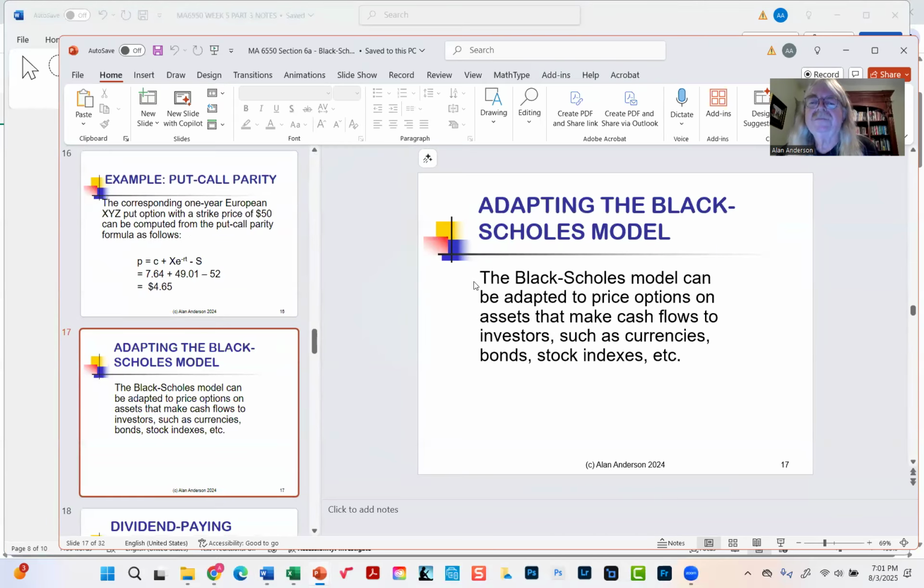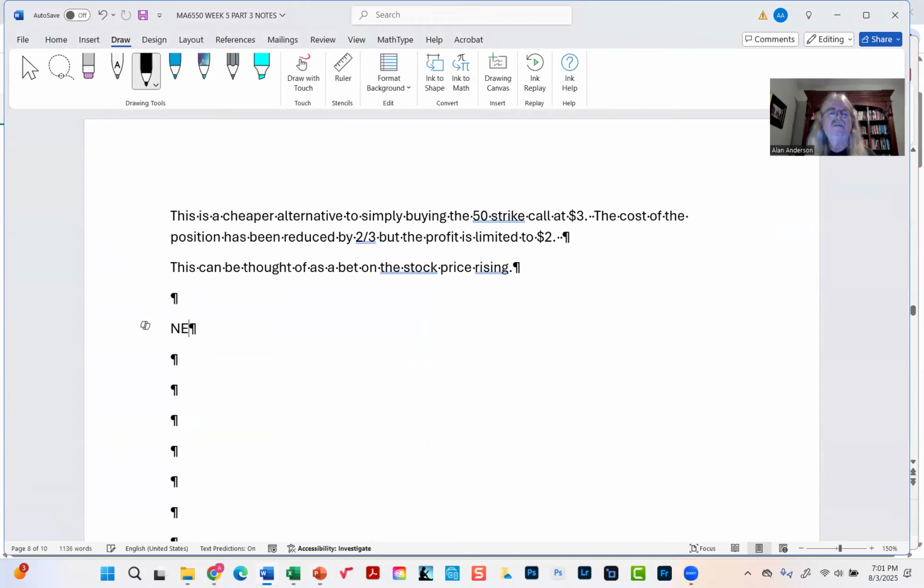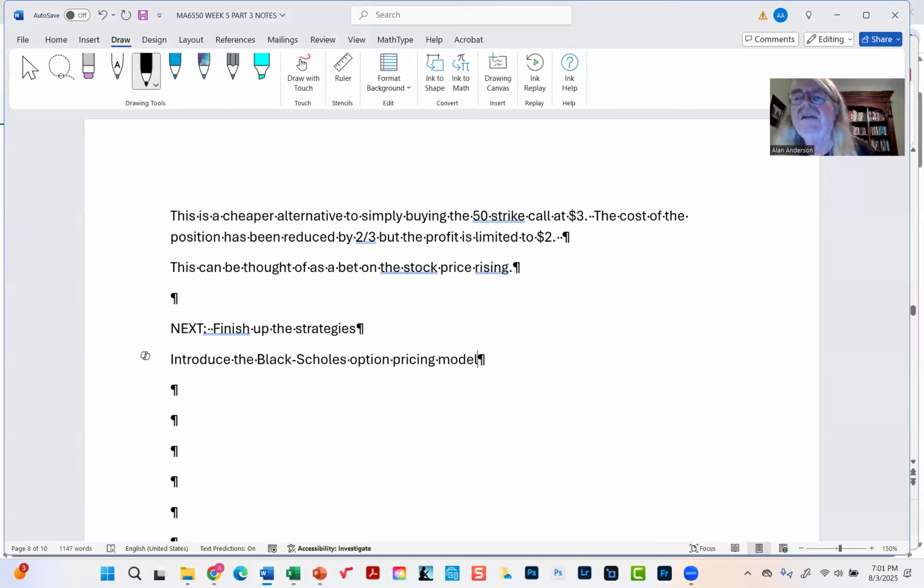Anyway, so what we're going to do is a couple of things. Finish up strategies. There's not too many more. Introduce the Black-Scholes model, which, by the way, only was published in 1973. Prior to that, options couldn't really be traded because nobody was really sure what they were worth. It proved to be a very complex problem that was solved by these researchers who eventually won the Nobel Prize in economics. That's how important this proved to be.